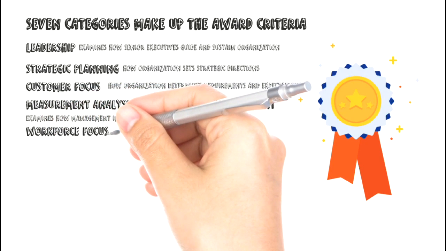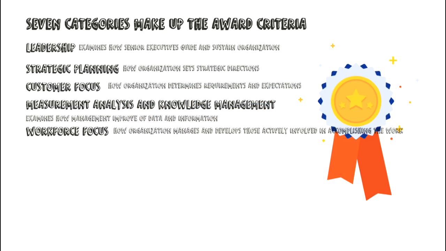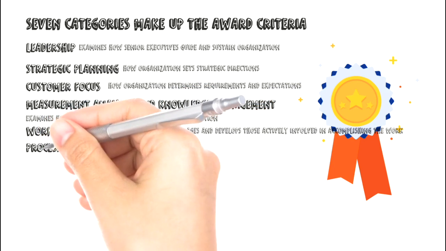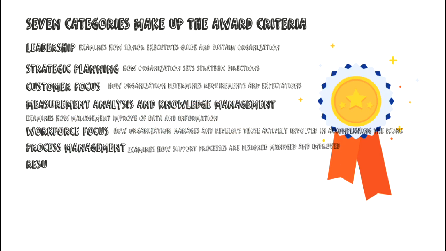Fifth is workforce focus. It examines how the organization manages and develops those actively involved in accomplishing the work. Sixth is process management. It examines how support processes are designed, managed, and improved. Then lastly is results. It examines the organization's performance.